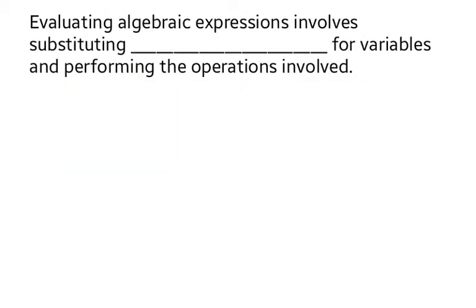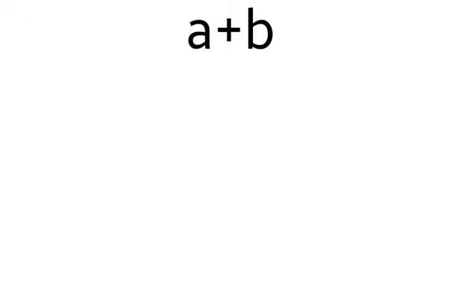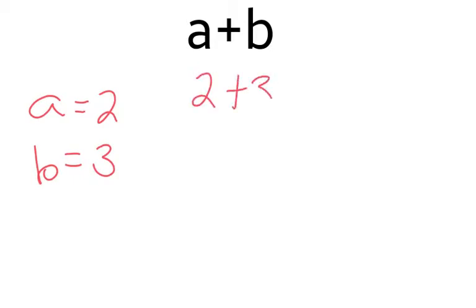Evaluating algebraic expressions involves substituting values or numbers for variables and performing the operations involved. For example, a plus b is an expression. If I said a equals 2 and b equals 3, you could substitute in 2 for a, 3 for b, say 2 plus 3 equals 5. That's evaluating an expression. And sometimes evaluating expressions is rather simple. Other times it gets a little difficult.